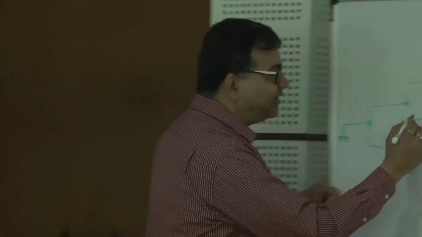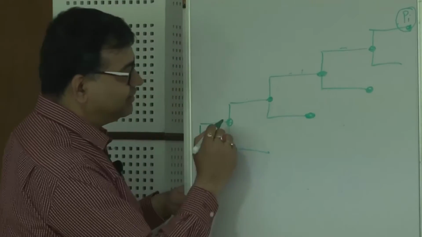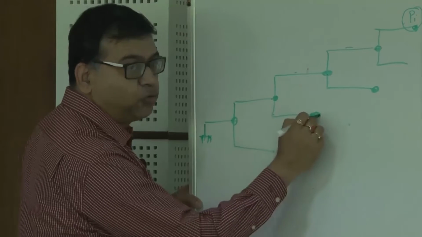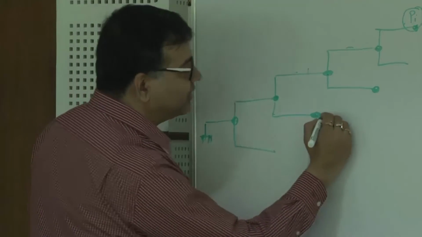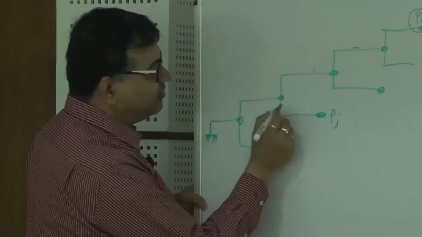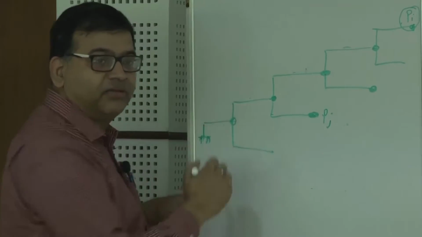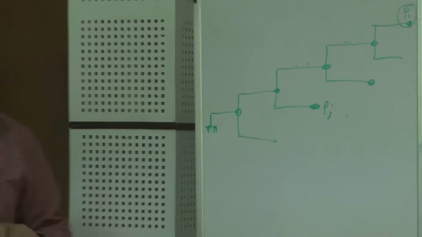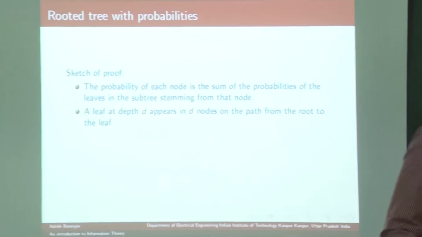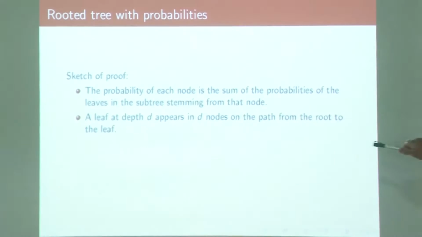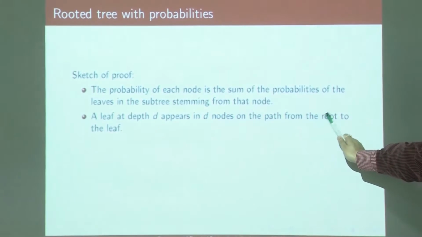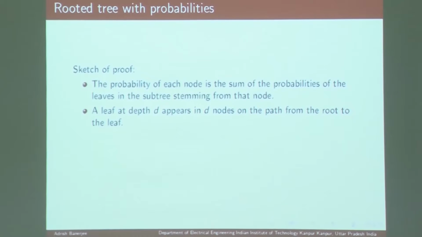You take any other leaf, take this leaf. What is its length? It is 1, 2. Its probability, let us call it Pj, will appear here, and here. So every leaf at depth d is going to appear d times in the probabilities for the nodes from root to the leaf, correct?